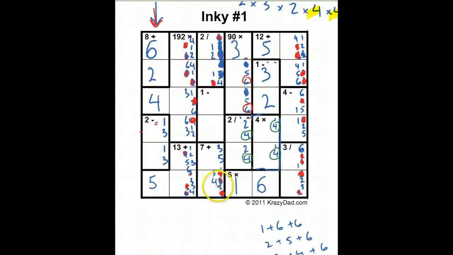And here I have 2, 3, 4. Let me go ahead and write that down. So 2, 3, 4. Okay, so 2, 3, 4.